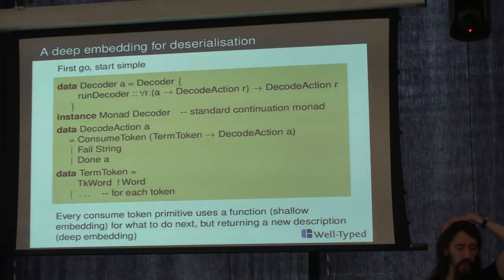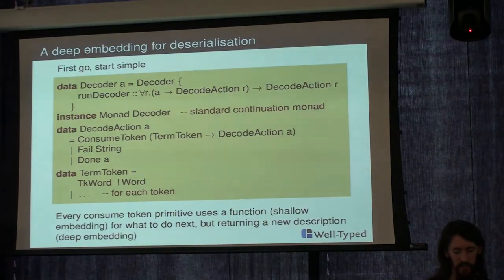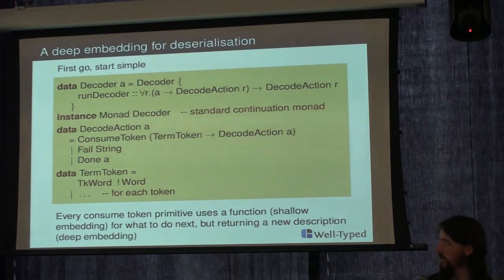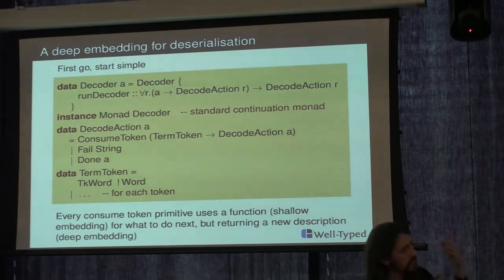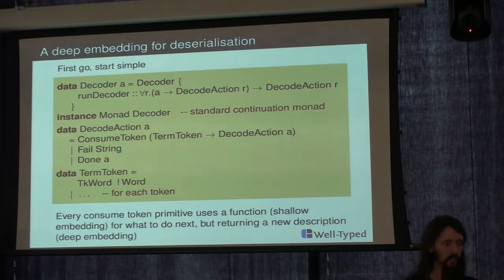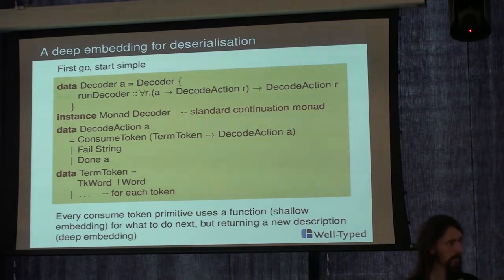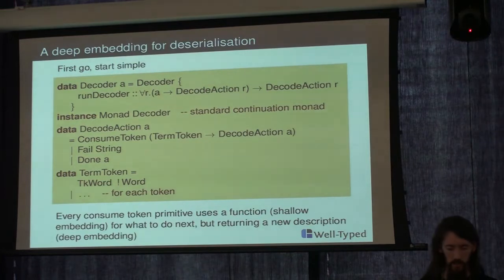So okay, here's a first go, and it's relatively simple. It's a standard continuation monad. This is our decoder. On top, a continuation monad that produces a data structure. The data structure is this thing here called decode action. That's our actual concrete data constructor, which is the description. And you can see in the consume token case, it contains a function. And the decoder continuation monad is what we use to help us build that data structure. So that lets us write it in a nice, straightforward monadic style. But what it produces underneath is this decode action data structure, which contains lots of functions.